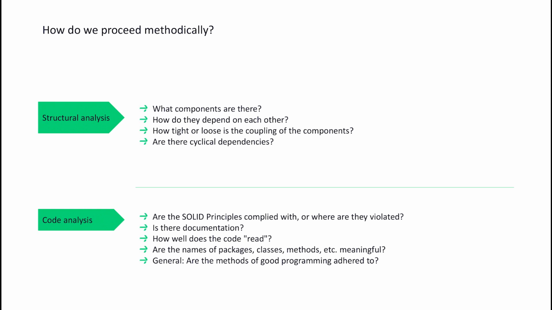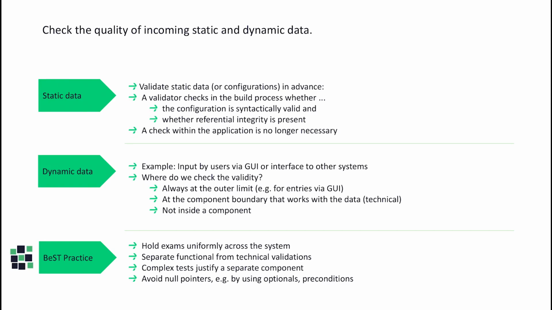A code analysis can then be carried out. The aim is to determine whether the SOLID principles were adhered to and where they were violated. Is there documentation for the software? If so, does it reflect the software status, or has it not been maintained for a long time? How well does the code read? So are the names of packages, classes, methods, etc. meaningful? Or more generally, are the methods of good programming adhered to?